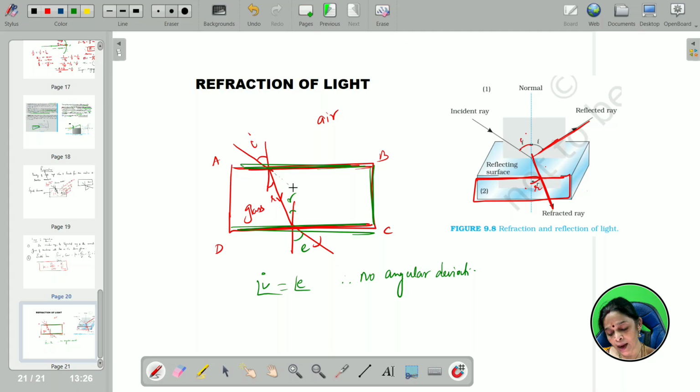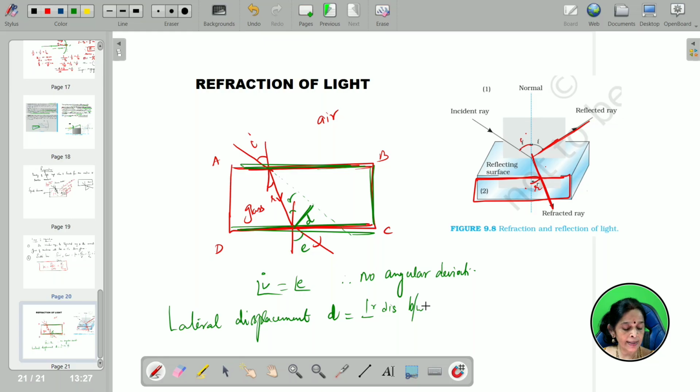Will there be any lateral displacement? Yes. There will be a lateral displacement. There will be only lateral displacement of the ray of light. The lateral displacement is d, which is nothing but the perpendicular distance between the extended incident ray and the emergent ray of light.